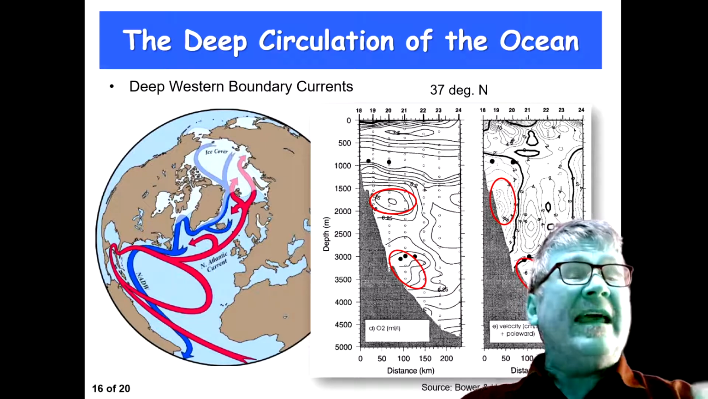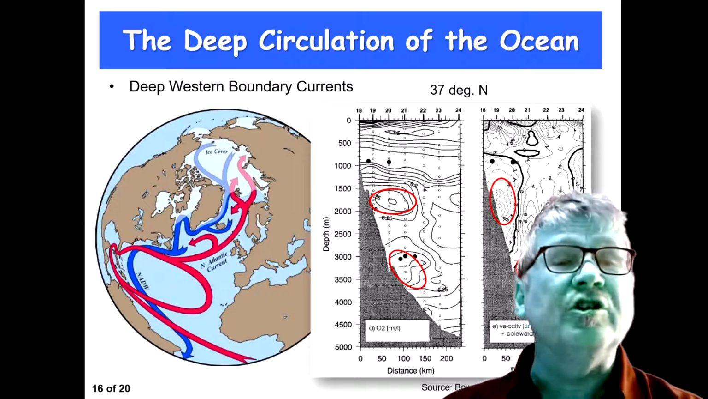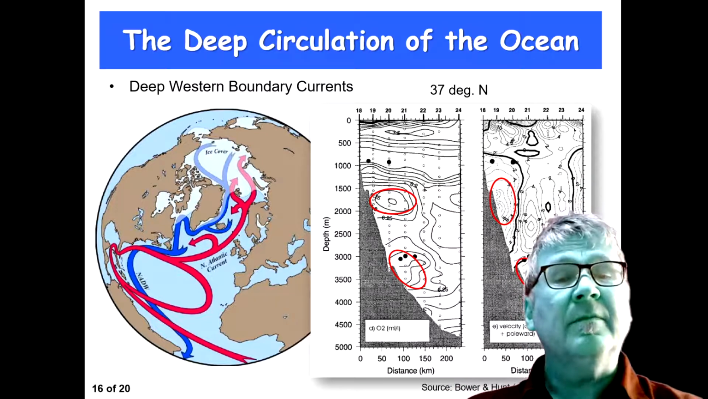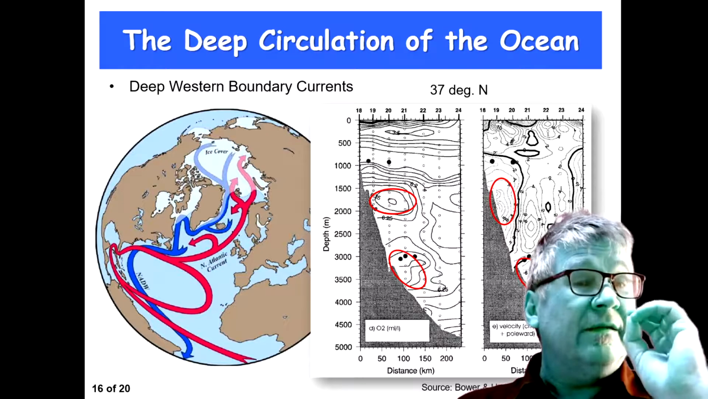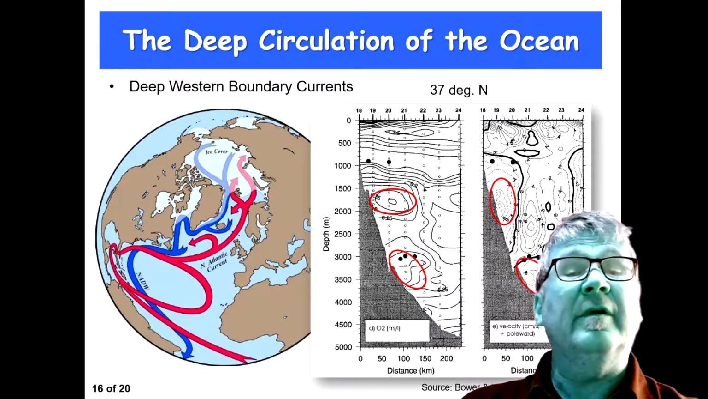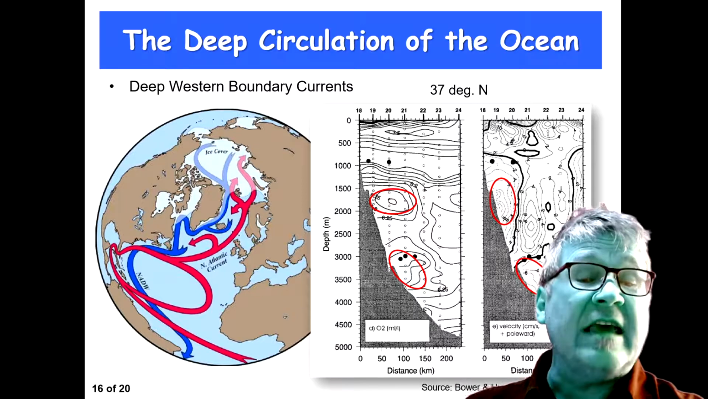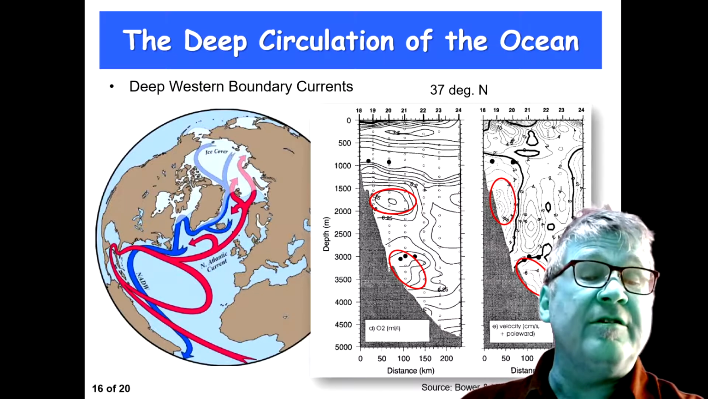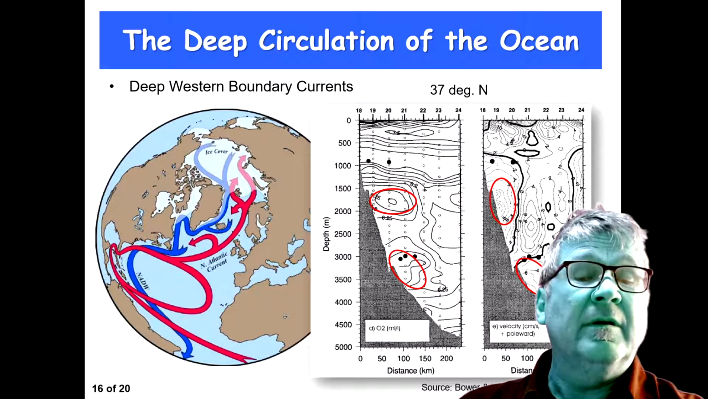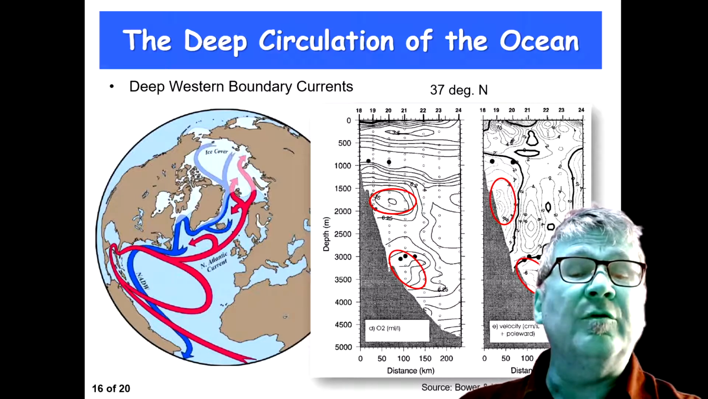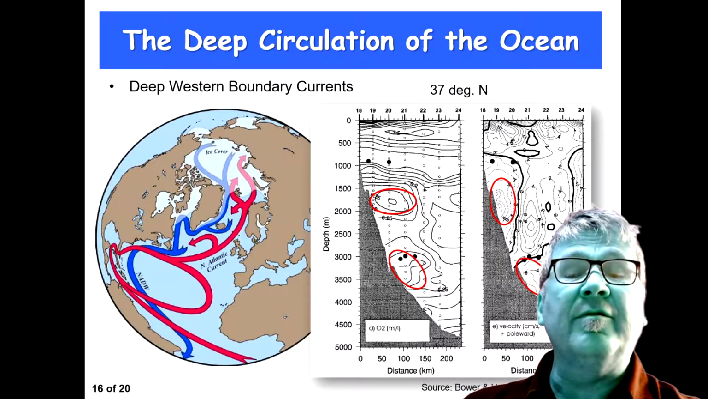So the deep circulation starts with the formation of North Atlantic deep water in the Greenland Sea and the Labrador Sea. Okay, that's the starting point. And it's shown here in this diagram, the sketch of the deep circulation. And it actually continues as so-called deep western boundary current.